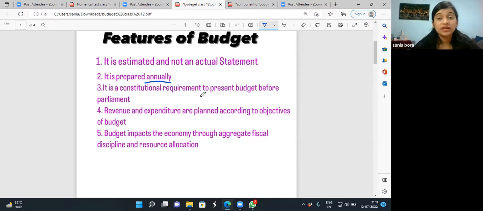You cannot say, for example, if I am the government, that I am not in the mood to present a budget and I won't be presenting a budget this year. No, it is legally compulsory, a requirement of the country, that you have to present a budget.